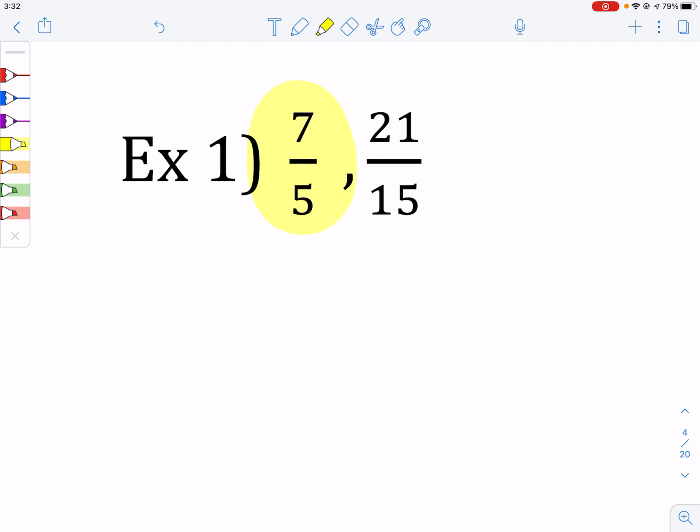So simplify 7/5, simplify 21/15, and then your answer here is going to be yes, they are proportional, or no, they are not proportional. Okay, which means when I simplify these, do I get the same thing?